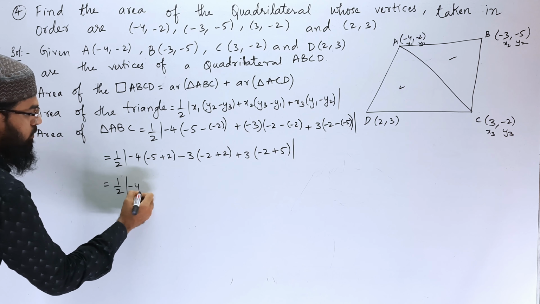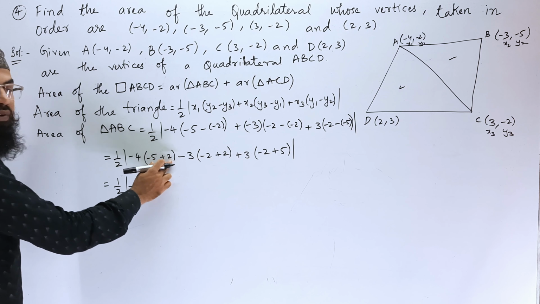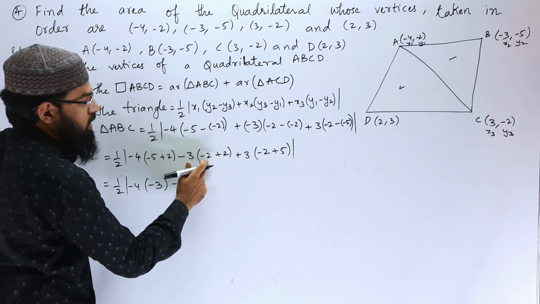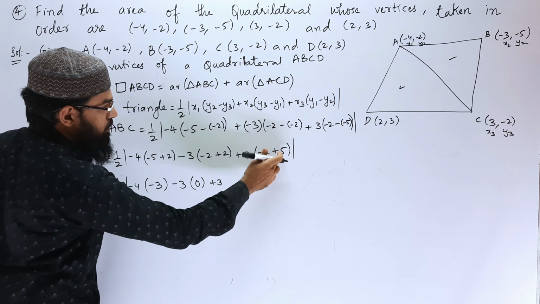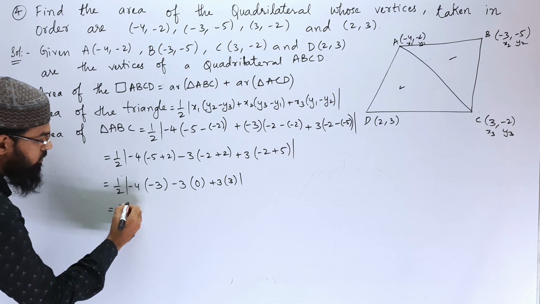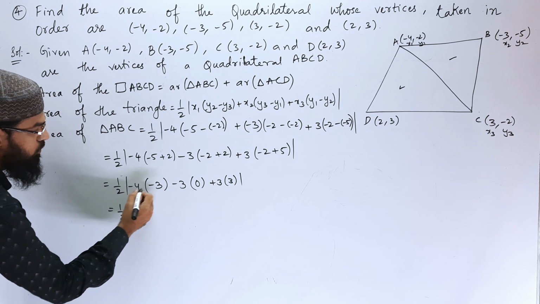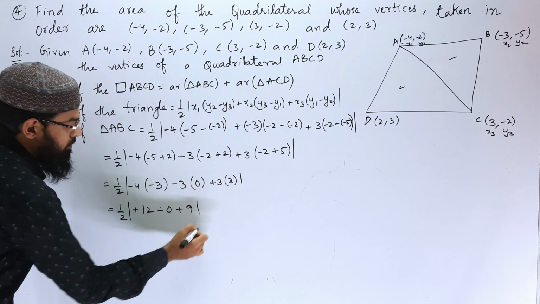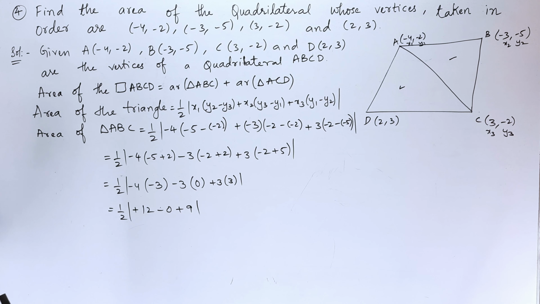Half mod minus 4 into minus 5 plus 2. If we add 2 to minus 5, we will get minus 3. Minus 3 into minus 2 plus 2 is 0, plus 3 into minus 2 plus 5 is 3. Minus into minus plus, 4 3s are 12, 3 zeros are 0, plus 3 3s are 9. Next, 12 plus 9 is 21. So 21 by 2 square units.